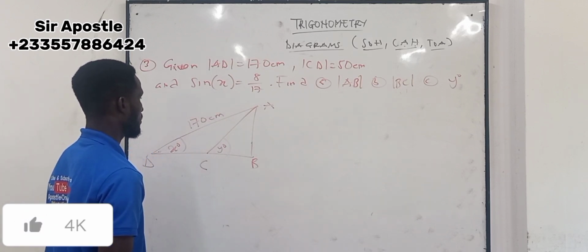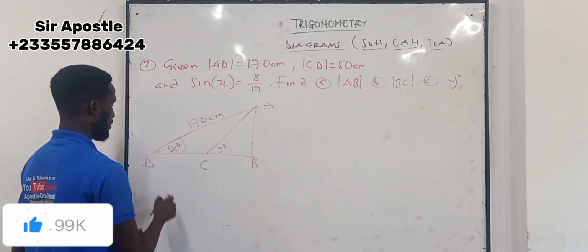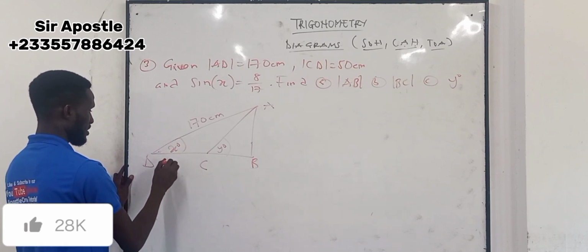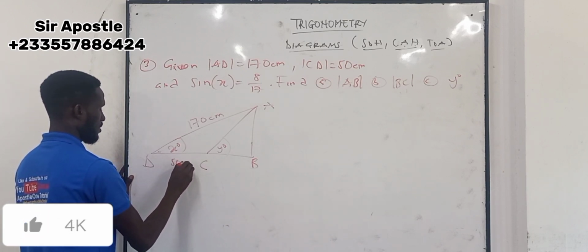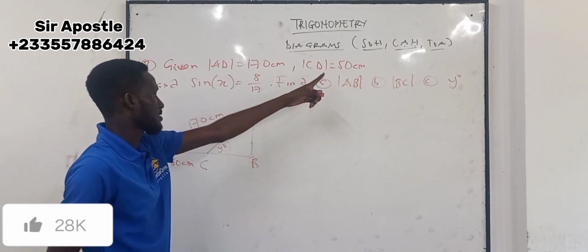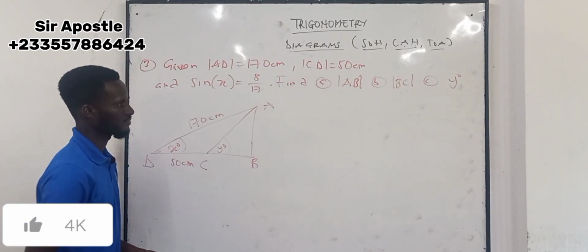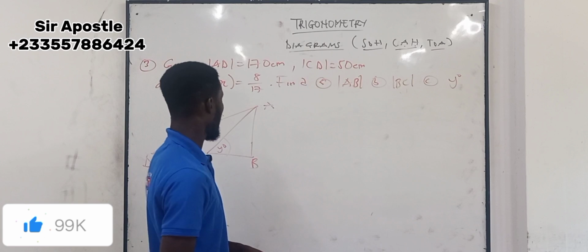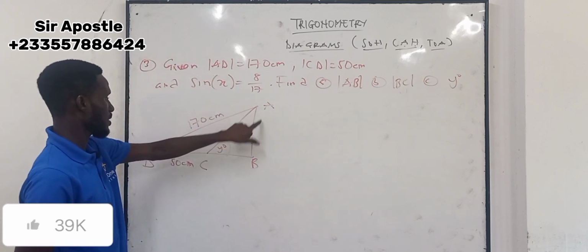And then CB, where is CD? From C to D, here is 15 centimeters. So this one has been given to you. CD is 50 centimeters. And we are supposed to solve for AB. Now we are supposed to solve for this one, AB.